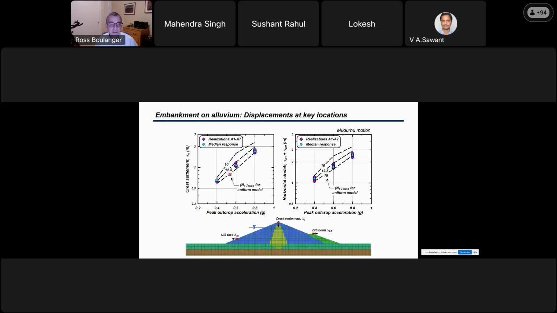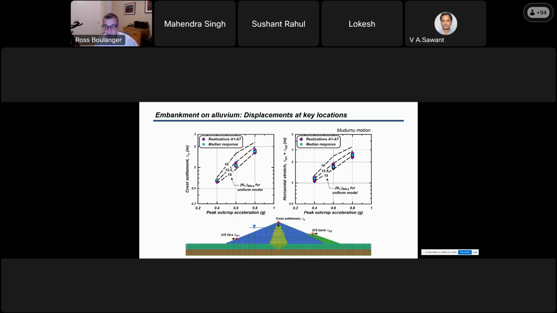And then you see these different solid black lines or dashed black lines. This lower one is what you get with a uniform model with a blow count of 15. That's the 50th percentile. This is the 34th percentile. And that would be the 20th percentile blow count. And you can see, if you wanted to predict the median response, you'd use something between the 30th and about the 45th percentile property. This other graph is horizontal stretch.